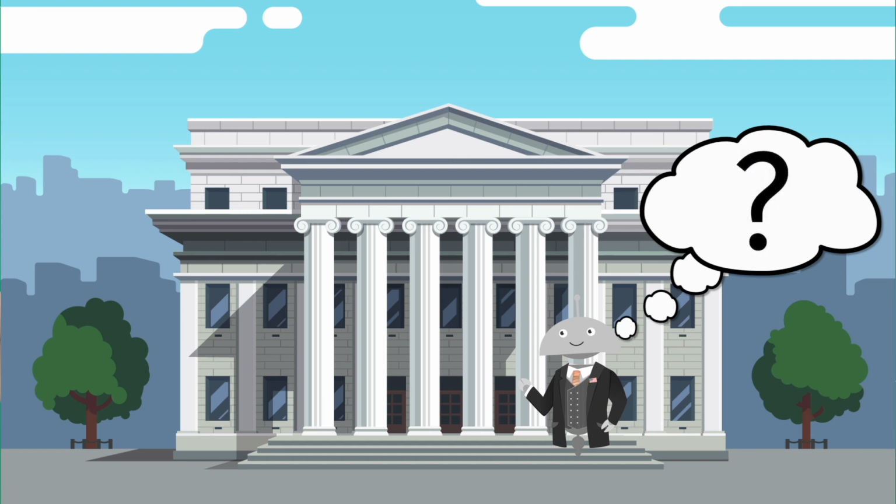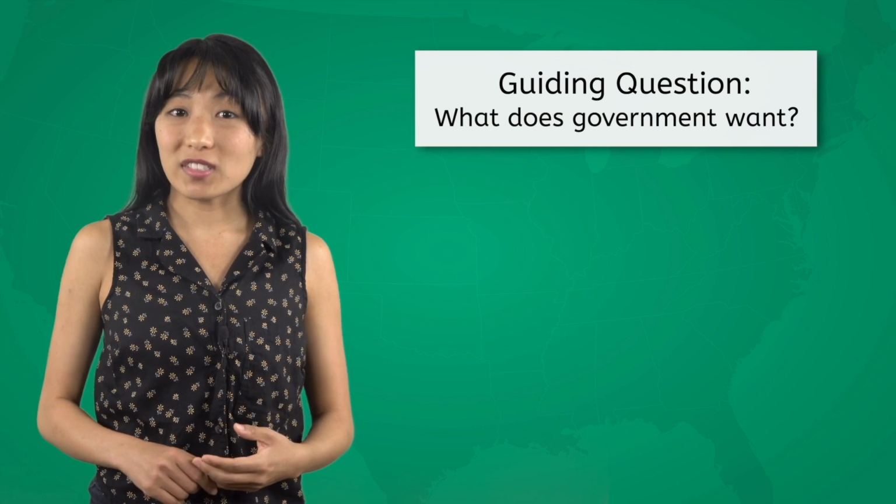This is where Mayor Balance comes into play. The local government might establish wage regulations, or perhaps mediate negotiations between Mr. Profit and his employees. So, if you were in Mayor Balance's shoes, how would you approach this situation? Who would you side with? Pause here to answer these questions, as well as our guiding question. What does the government want?